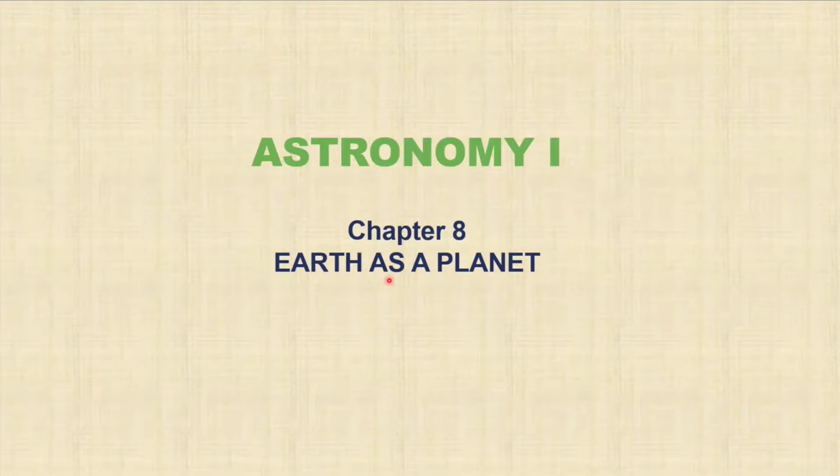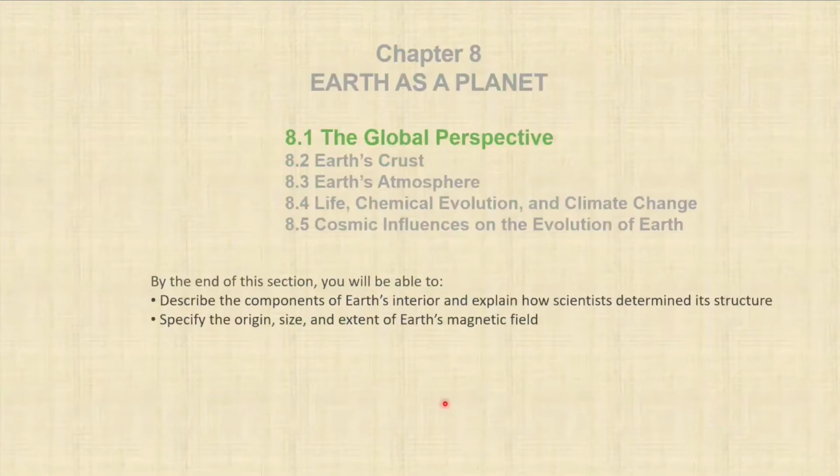So we're in 8th chapter, Earth as a Planet, Astronomy 1. In this chapter, we'll start with a global perspective of the Earth. Describe components of the Earth's interior and exterior, and see how scientists determine the structure of the Earth, the layers of the Earth. And within this section, we will also look at the magnetic field that surrounds the Earth, how that magnetic field is created, and how that magnetic field helps protect us from the charged particles from the solar wind.